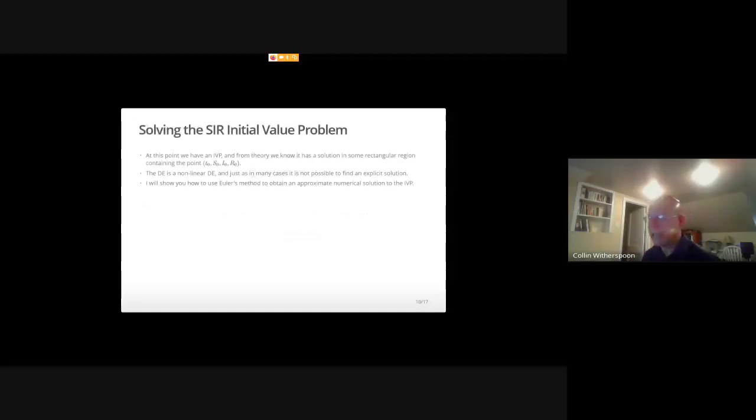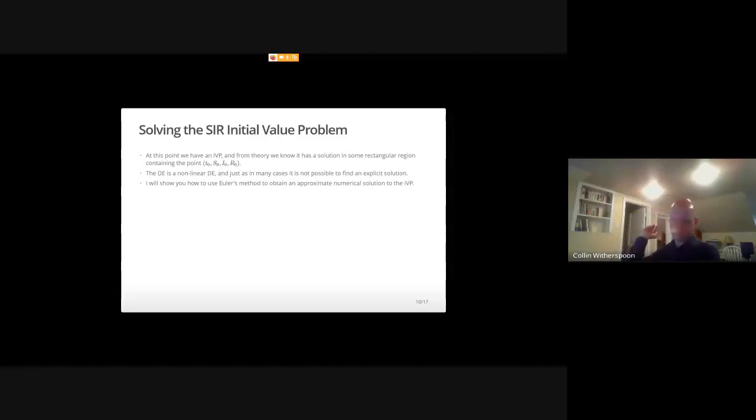And as in many cases with nonlinear differential equations, it is not possible to even find an explicit or what's called an analytic solution to the system, okay? You know there is a solution. That's what theory gives you, okay? So you definitely know there is a solution, but you don't know how to get to that analytic solution or explicit solution. So what I'm going to show you is one method of doing that, which is called Euler's method. This is a numerical method for solving or approximately solving a system of differential equations, or just a single differential equation.